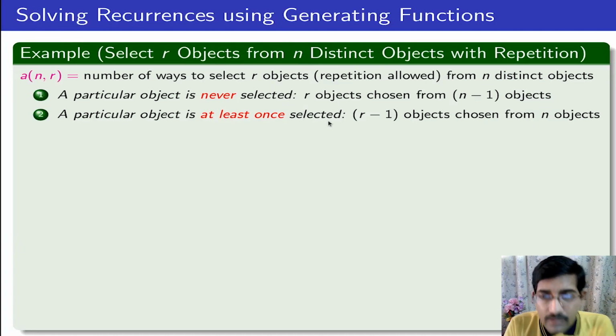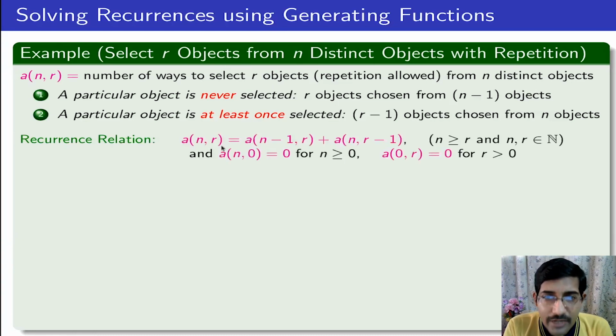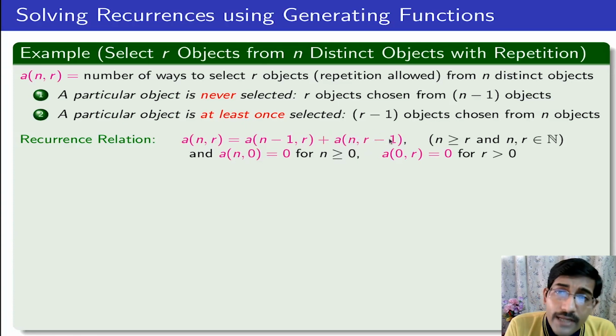So with these concepts, the recurrence becomes: A(n, R), choosing R objects from n with repetition, is leaving out one object for sure from n and choosing R objects from the remaining n minus 1 objects, plus at least one time choosing that object, and for the remaining objects again choosing from n. So this is my recurrence.